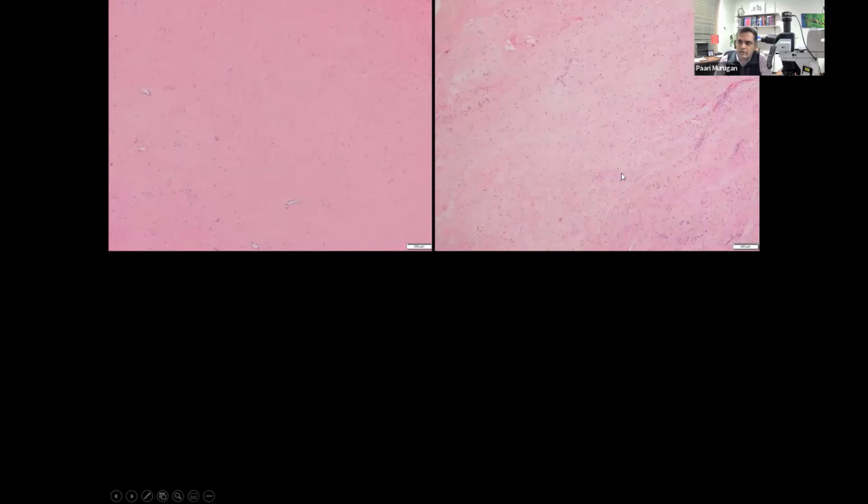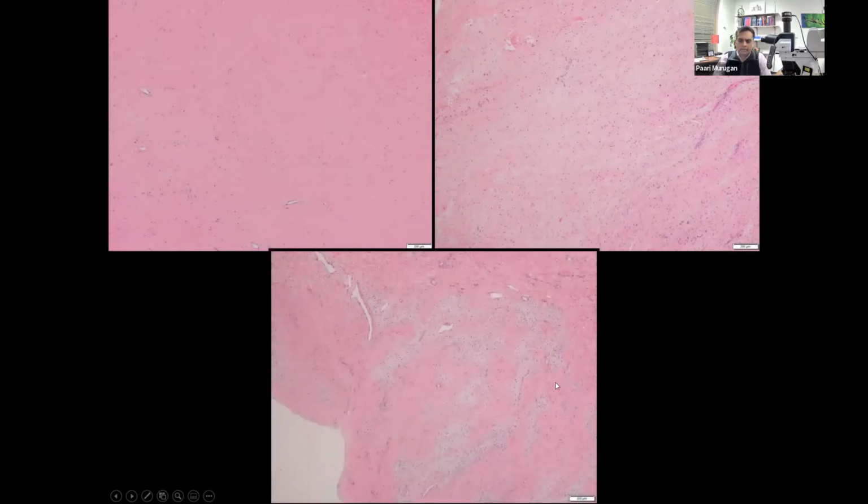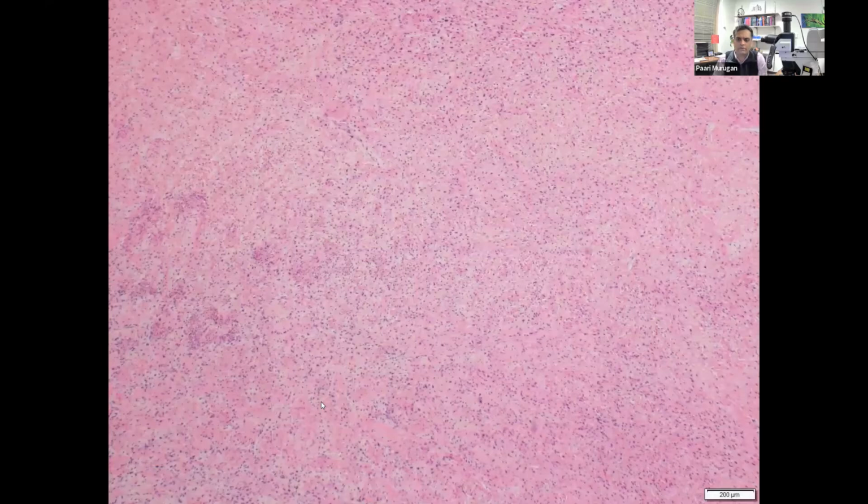Again, the same cells. I also start seeing some vessels coming up. And then in this field, we see some alternating myxoid areas as well as some fibrous areas. And again, the spindle cells that are barely noticeable. So let's take a look at a higher power picture.